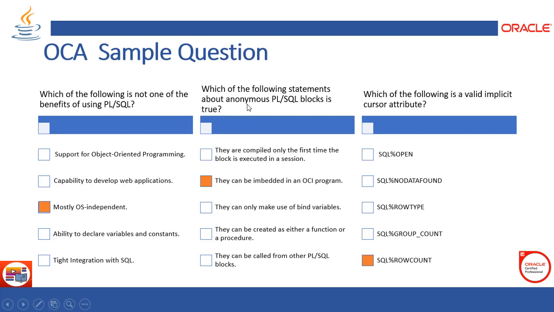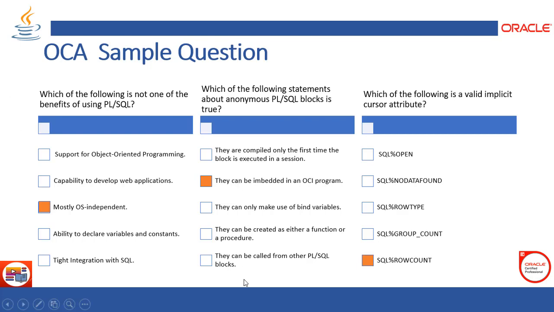Next question, which of the following statements about anonymous PL SQL blocks is true? They can be embedded in an OCA program. They can make use of bind variables. They can be created as either a function or procedure. They can be called from other PL SQL blocks. And they are compiled only the first time the block is executed in a session. So this is the only one which is true.